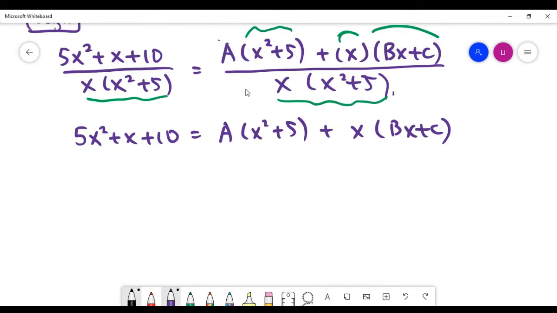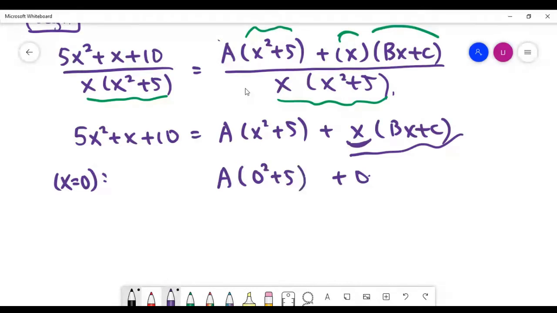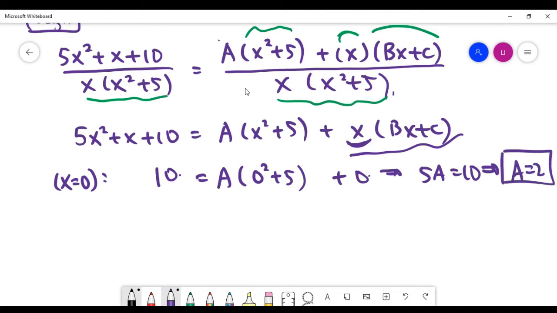Maybe by some clever choices of x, we can find some constants first. I think if I choose x equals 0, it's a good choice, because when x is 0, the factor x is 0, which means the second term is simply 0, right? Because anything multiplied by 0 must be 0. And the first term on the right-hand side is going to be A times 0 squared plus 5. And for the left-hand side, when x is 0, we have only 10. So 5A equals 10, which means A is 2. So A is the easiest to find because we just need to replace x by 0 and we can solve that.